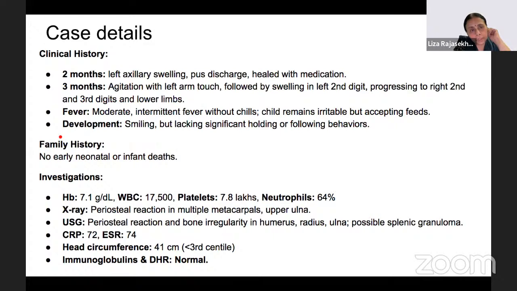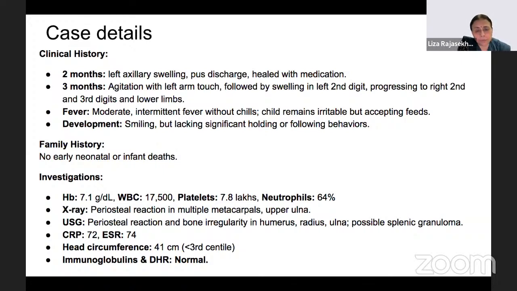So I will describe a case here. This was a child, 6 months old, who at 2 months had an axillary swelling and pus discharge, which healed with medication. At 3 months, he was still having tenderness in the left axilla, but he now developed swelling in the left second digit, progressing to the right second digit, other digits, and lower limbs. And he started having fever and has some setback in his development. There was no family history of any similar infections.